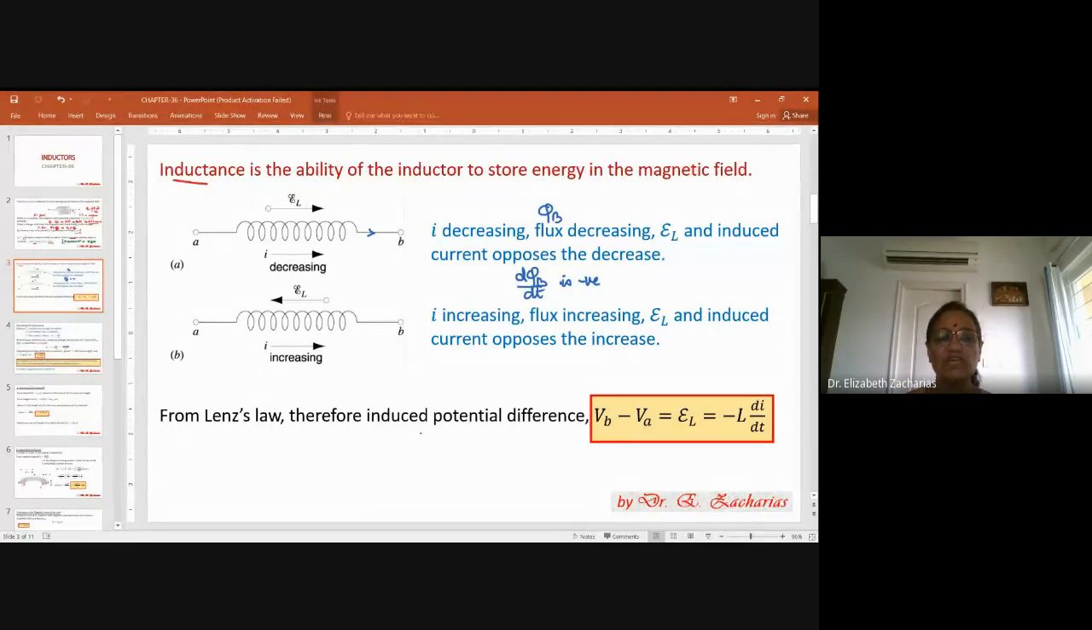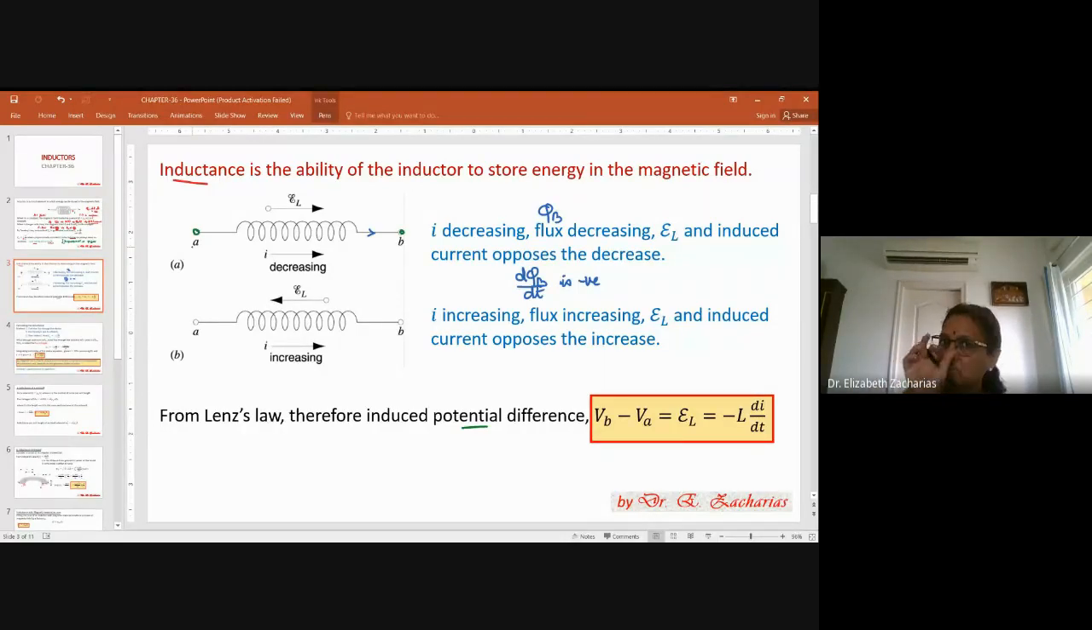Lenz's law tells you that the induced EMF is opposing the change in the flux. So what is this induced EMF? Please listen to me very carefully. This induced EMF is going to be the potential difference between the ends A and B, the potential difference arising because of the induced EMF. Don't bother about the original current. According to the original current, your B is going to be at a lower potential compared to A. That is why the current is flowing. So don't just forget that.